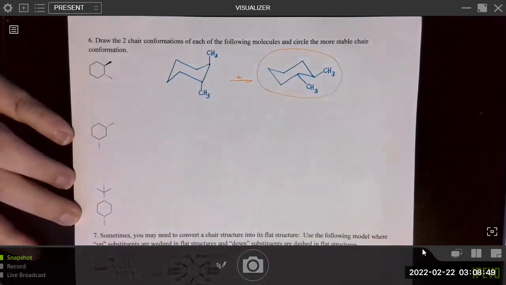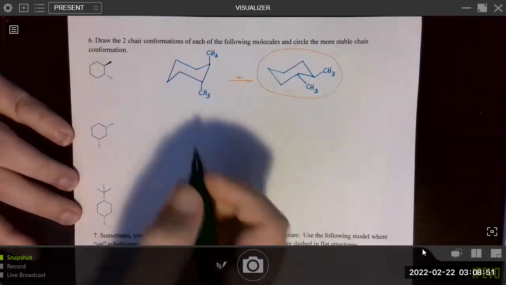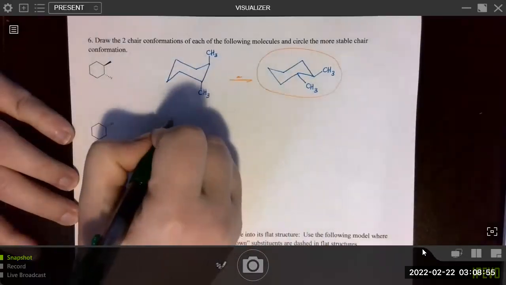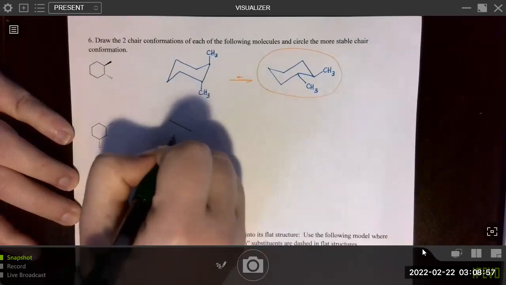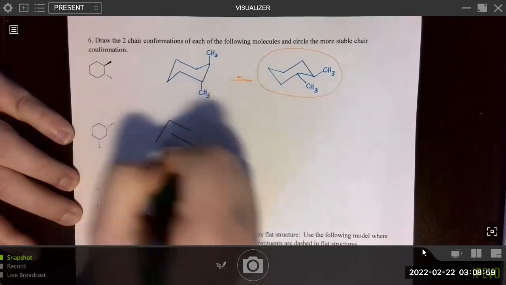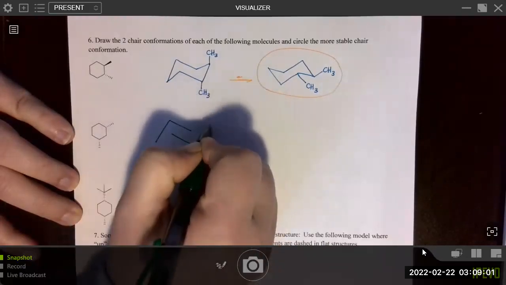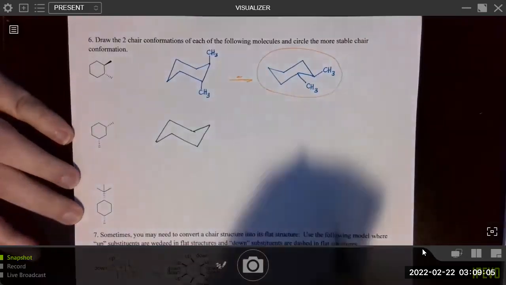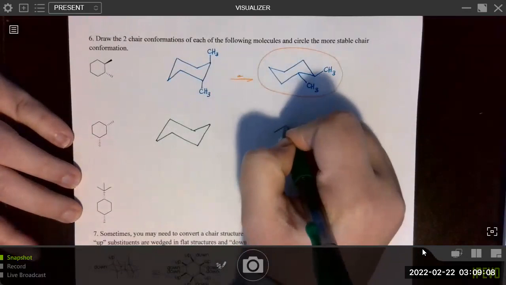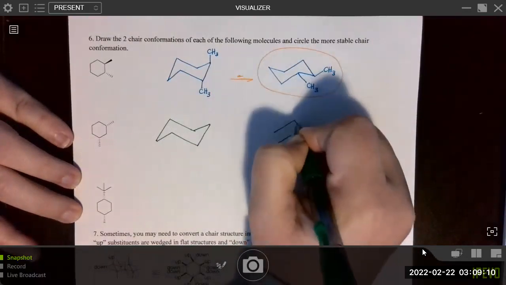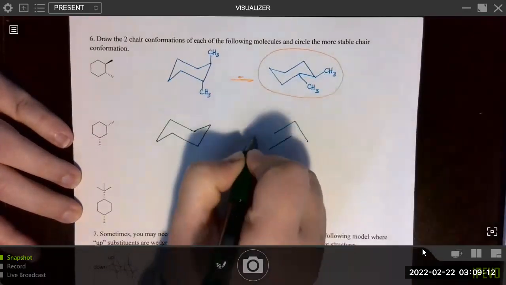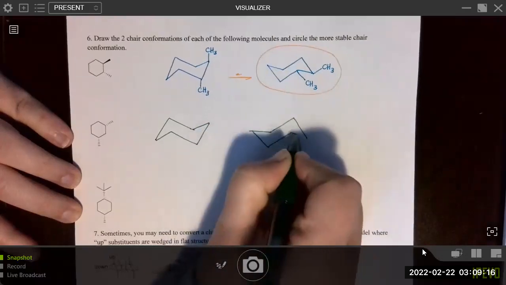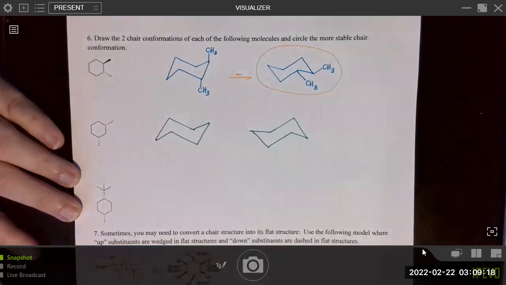Okay, moving on to the next one. Again, we can start by drawing our two generic chair conformations. Hopefully, as you practice this more, you get better at it. They never end up quite perfect, but you do a pretty good job if you practice. Okay, those look pretty good.